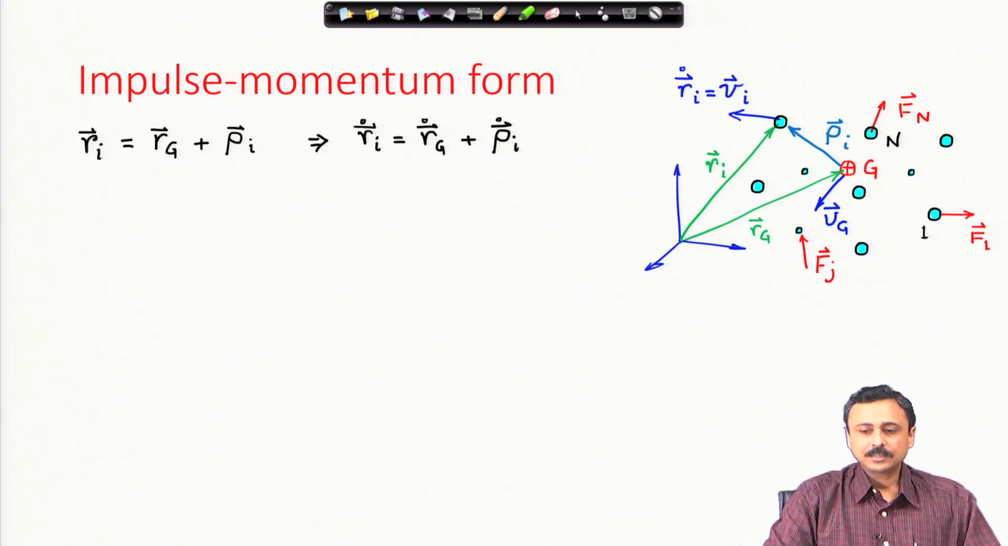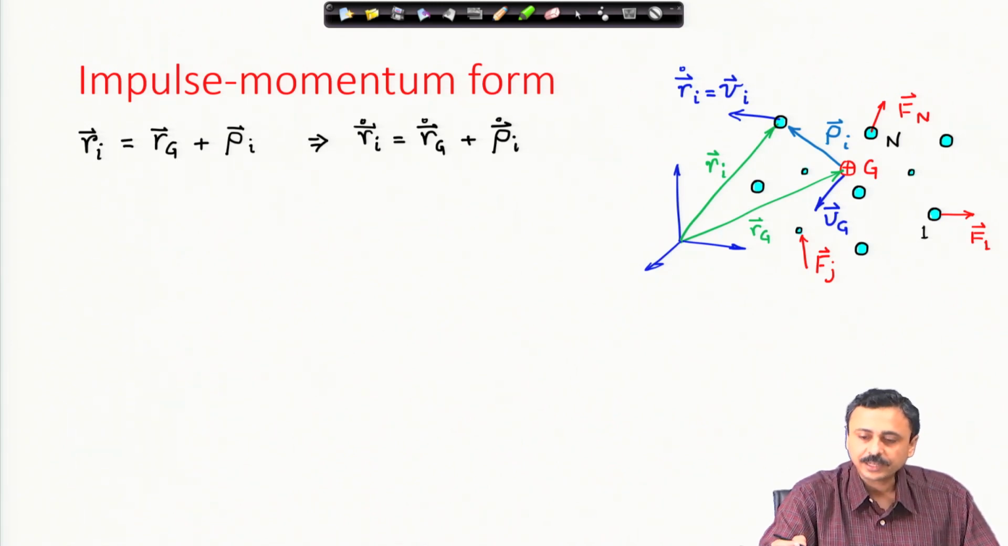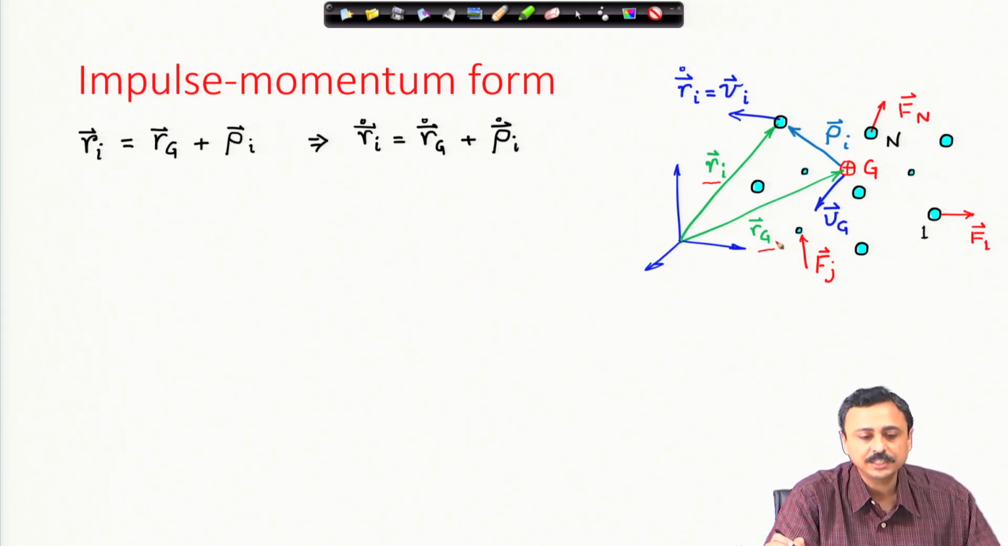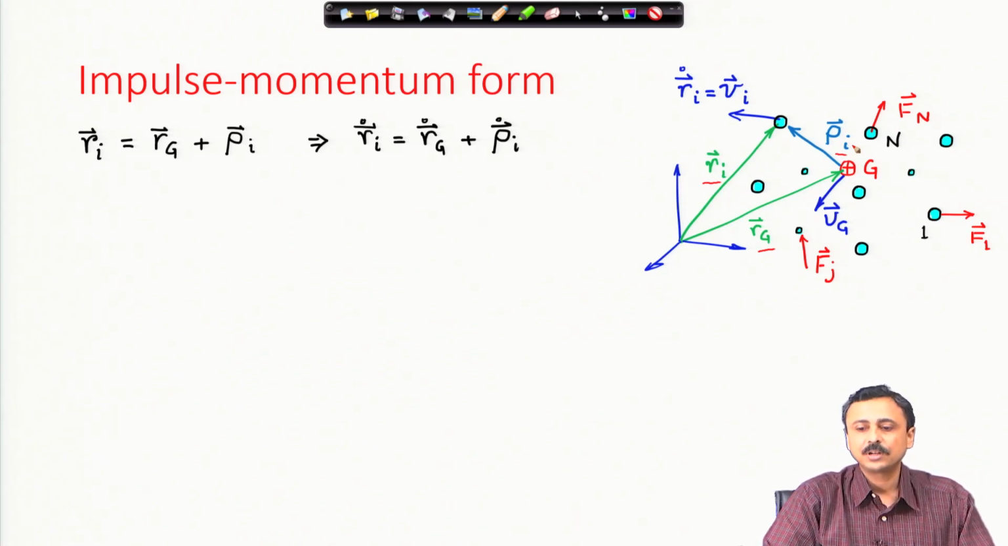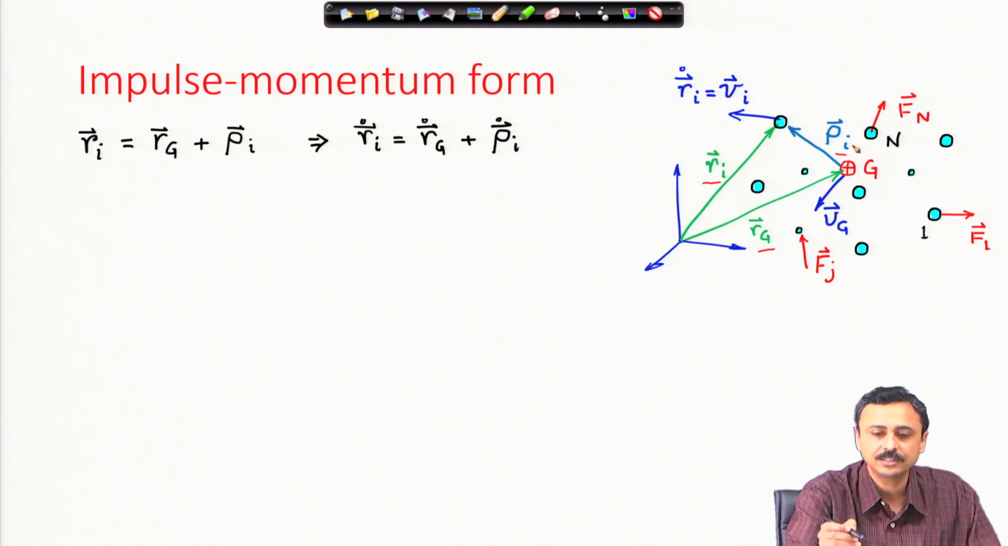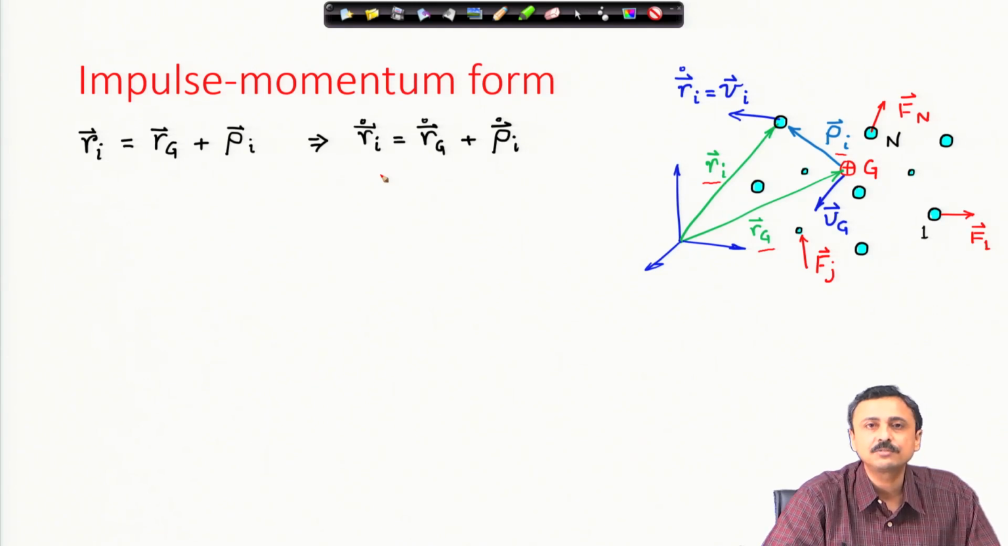Let us look at the position vector of the ith particle. We are representing the position vector of the ith particle in terms of the position vector of the center of mass and this relative vector with respect to the center of mass, rho i, which I can differentiate and get this velocity relation. So, the velocity of the ith particle is the velocity of the center of mass plus the relative velocity of the ith particle with respect to the center of mass.